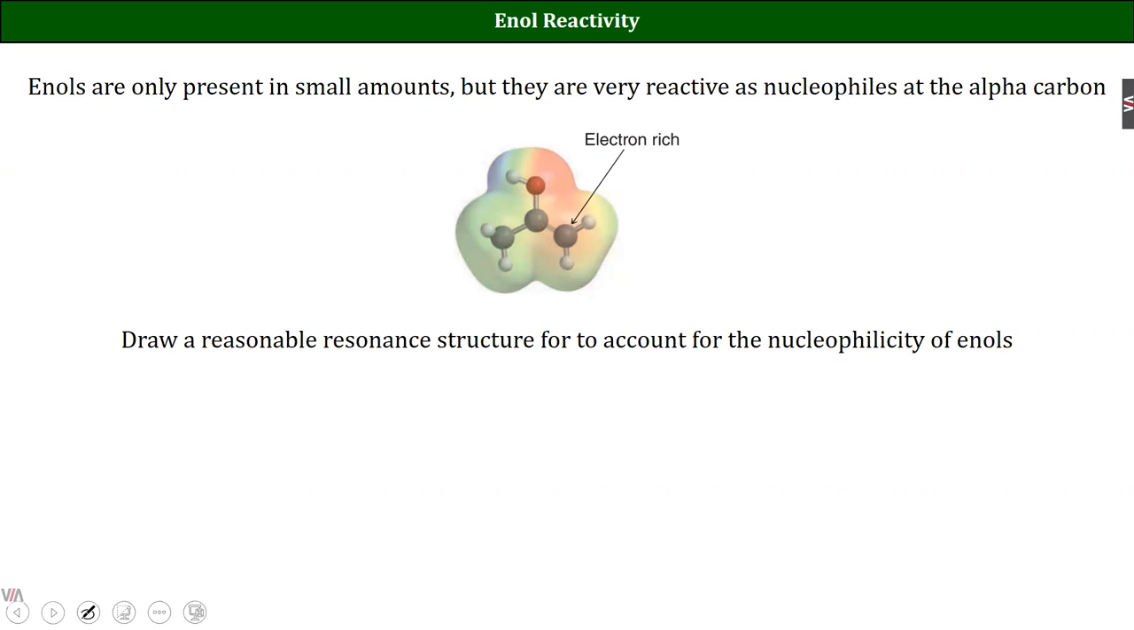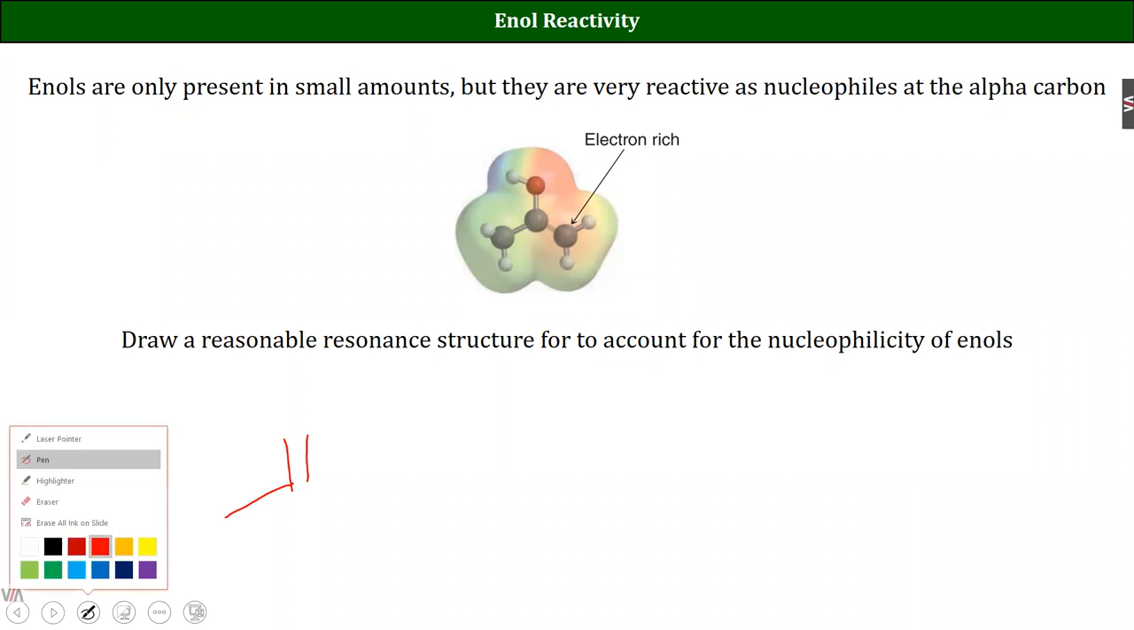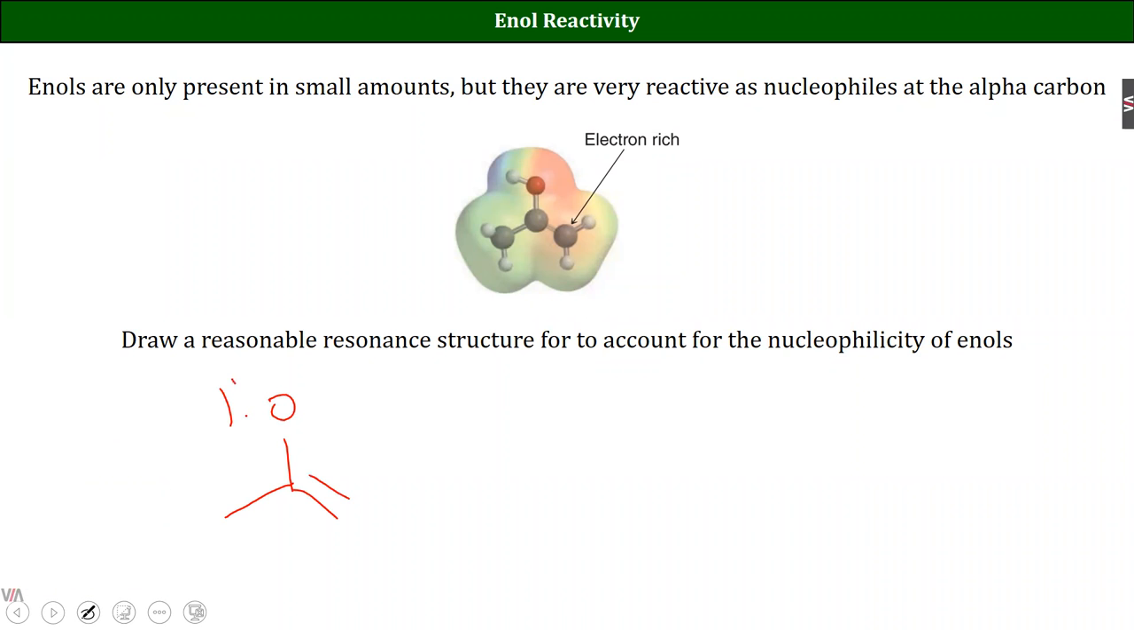So even if we only have the enols in really small amounts, they're still very reactive at that alpha carbon. And they can act as nucleophiles, where the alpha carbon attacks an electron-poor or partial positive center. So if you started with an enol, let's just start with the acetone enol. What would be a reasonable resonance structure that we could draw here that would account for the alpha carbon acting as a nucleophile?